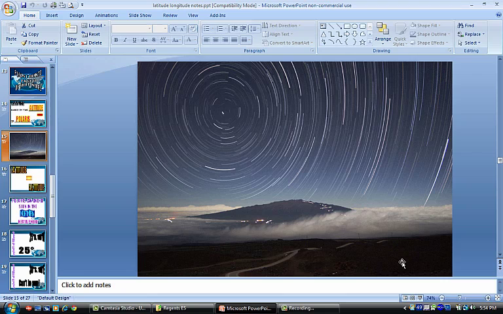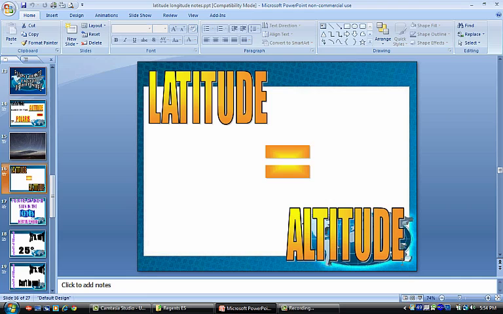Okay. Here we just have a picture, a really neat picture actually that I found from one of our textbooks, just showing a little description of the stars in the atmosphere and the beautiful landscapes in the background. Now, I hope you remember from class that the latitude equals the altitude of Polaris. That's very important to remember.